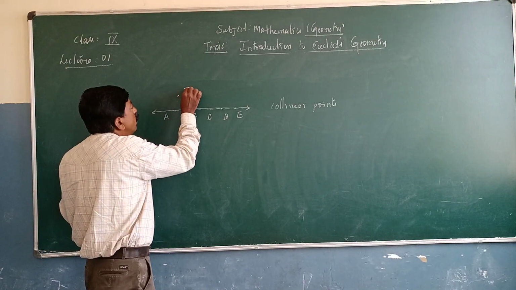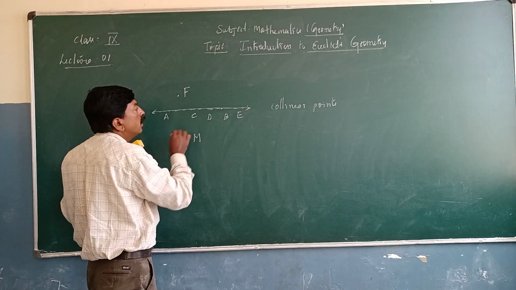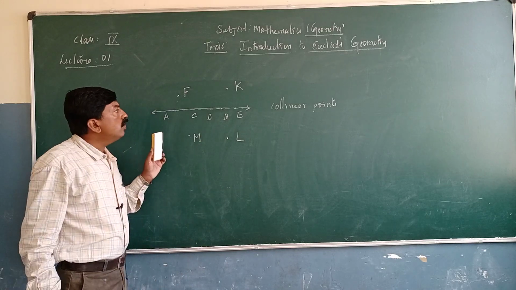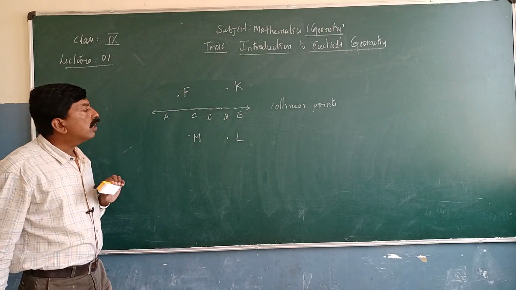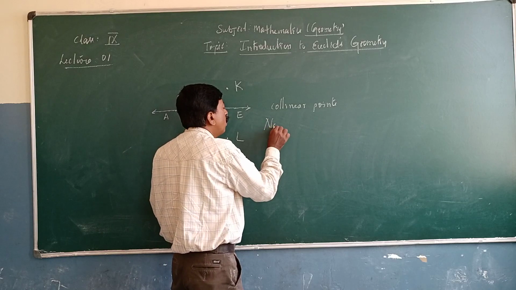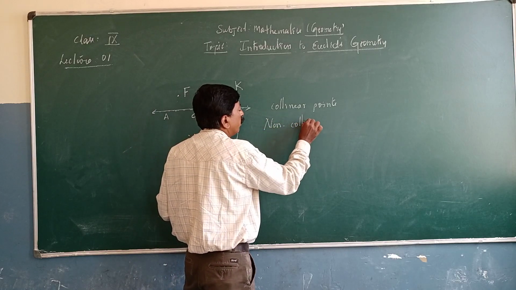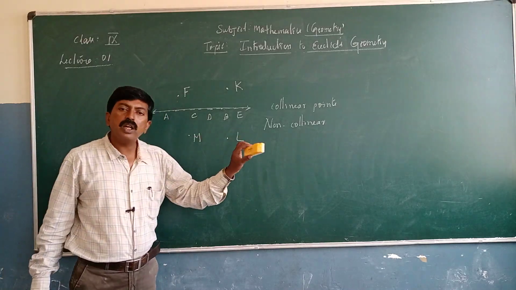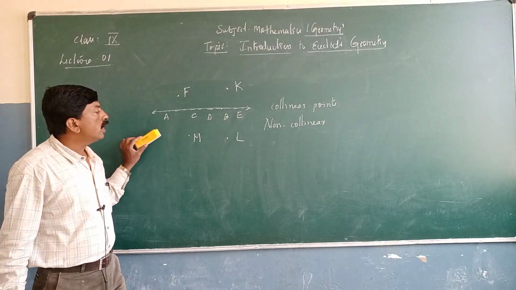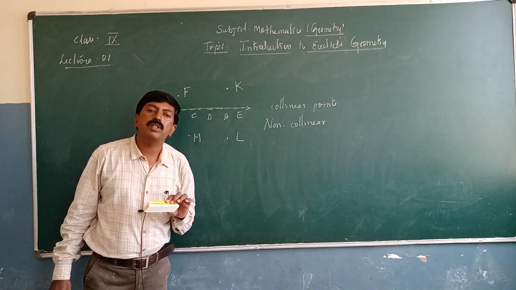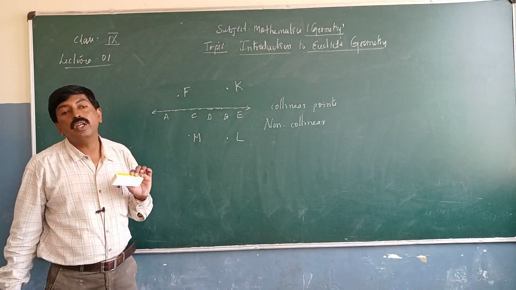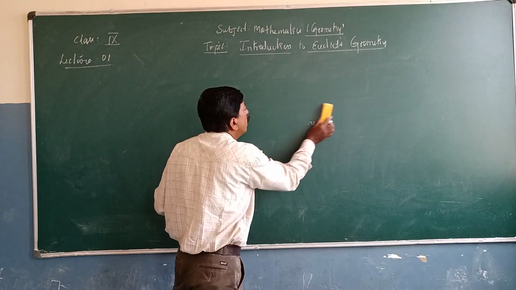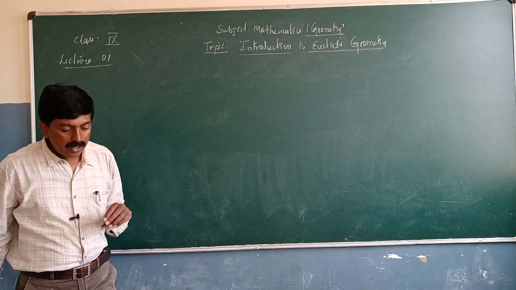Suppose F is one point, M is another point, K is another point, and L is another point. What do you call F, K, M, L? They are called non-collinear points. The points that lie on the same straight line are called collinear points. The points that do not lie on the same straight line are called non-collinear points. I think you already know the difference between collinear points and non-collinear points.